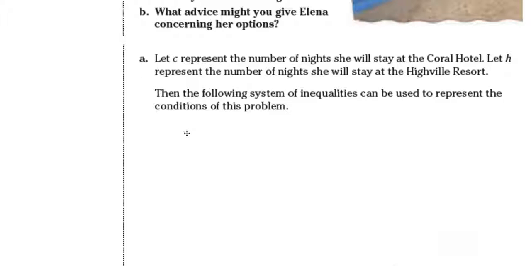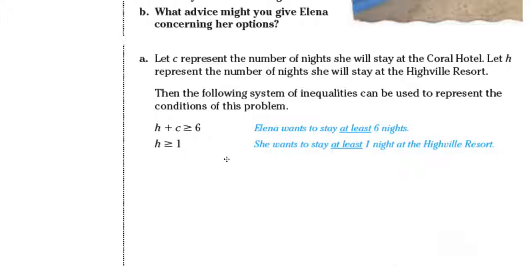Okay, H plus C is greater than or equal to 6 because she wants to stay at least 6 nights, and the inequality greater than or equal to means at least. And H is greater than or equal to 1, because she wants to stay at least one night at the Highville Resort.